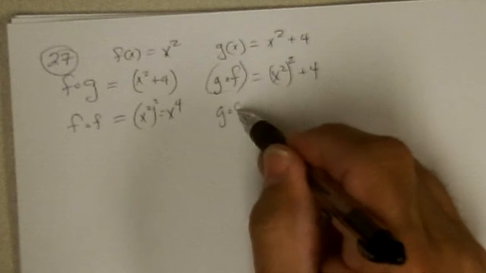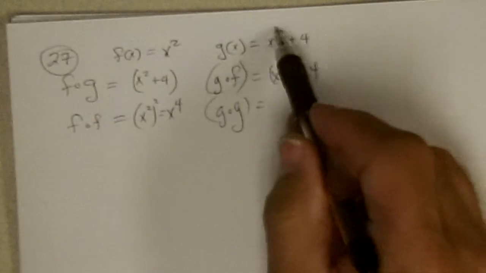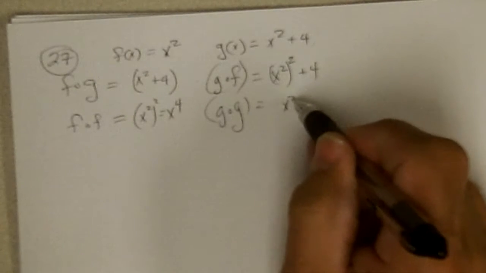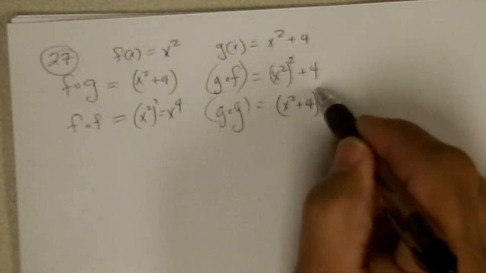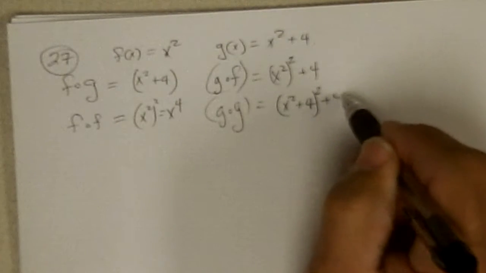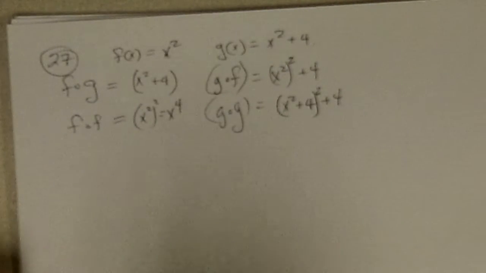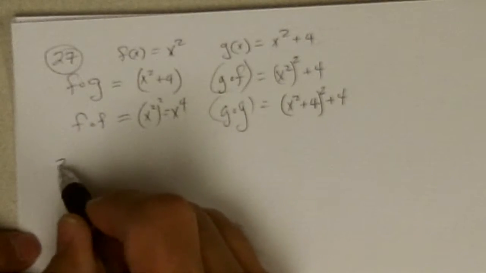And g of g. So I got to put all of this g in for the x here, so I'm going to get x squared plus 4 for the x, and that is squared plus 4. Okay, that was 27.